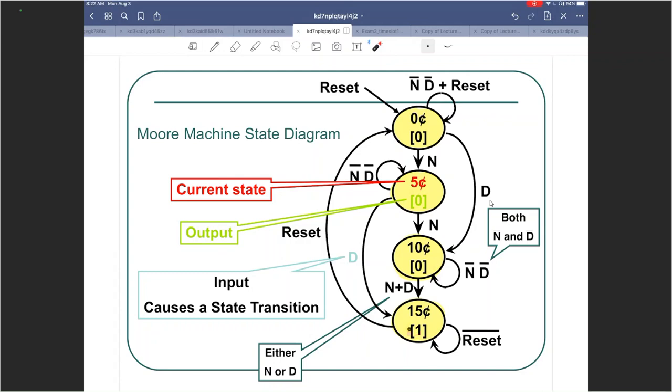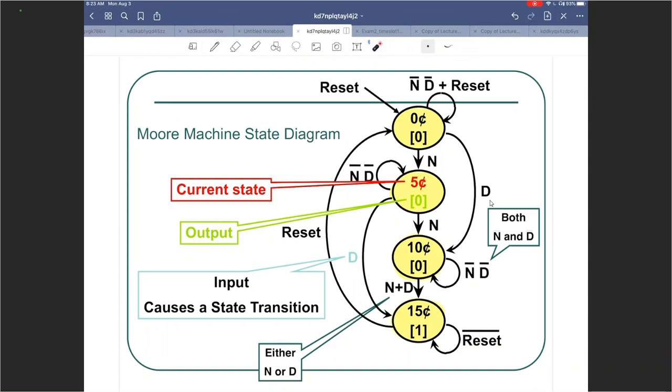The output is a function of the state, which is a property of the Moore machine. As you can see in the square brackets, what appears is the output, as indicated by this green box here. So the green box over here indicates that the output, which in this case is 0, is belonging to the circle, which means it is only dependent on the current state of the machine. That is a property of the Moore machine. Outputs are dependent on the state.